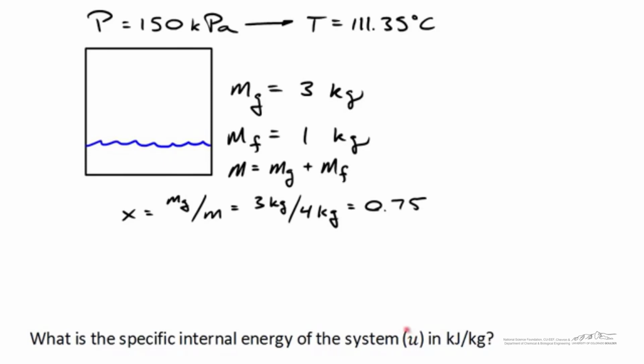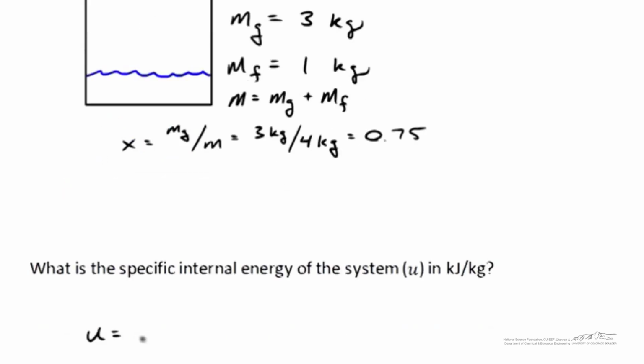The next question is, what is the specific internal energy of the system? And we use the little letter u for this, in kilojoules per kilogram. To answer that question, we need to figure out the internal energy of the liquid phase and the internal energy of the vapor phase, and then use the relationship with quality to calculate the fraction of internal energy associated with the vapor and the liquid. So we could say the total specific internal energy is the fraction of the mass that's a vapor times the internal energy of the vapor itself, plus the fraction of the mass that's water, which is 1 minus x, times the internal energy of the liquid, the fluid.